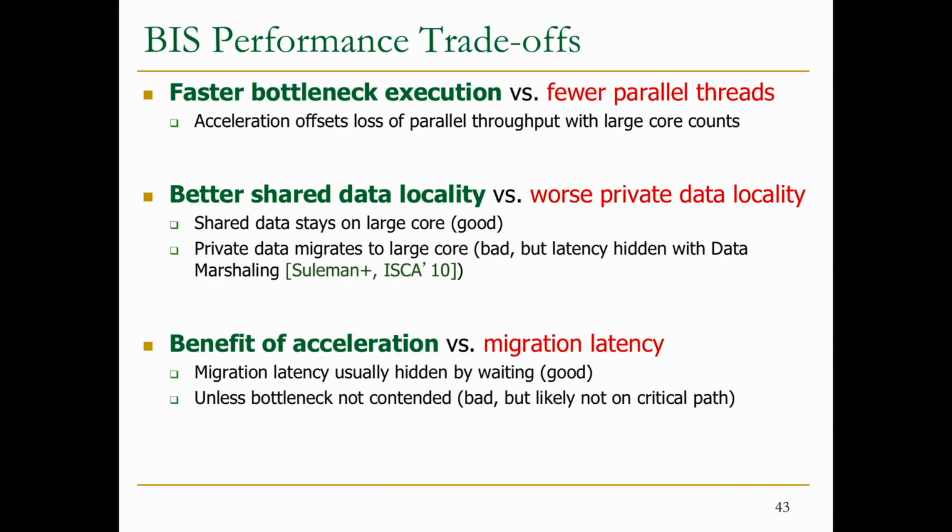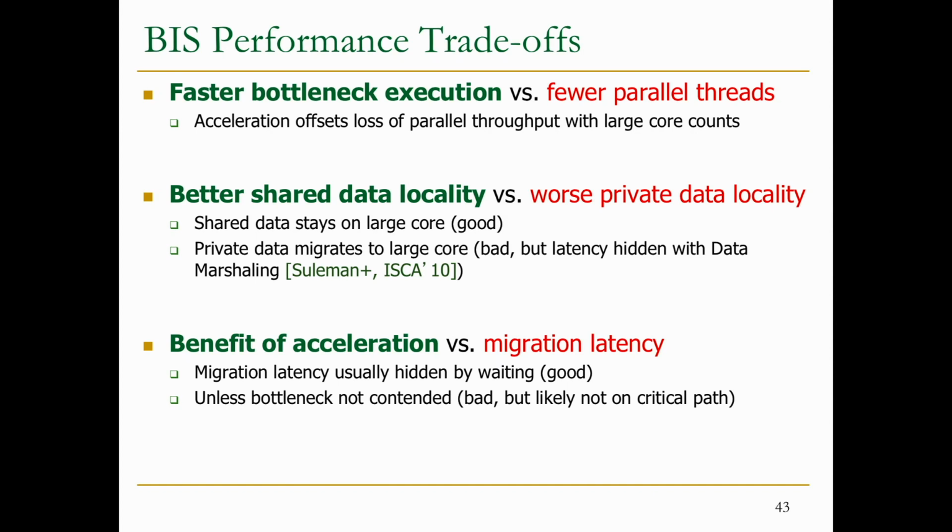And you still have similar performance trade-offs, right? You get faster bottleneck execution, but fewer parallel threads because these cores are dedicated to bottleneck execution. Very similar trade-off. You get better shared data locality versus worse private data locality. Shared data stays on the large core, that's good, but private data migrates to the large core. But again, we can use data marshalling, which we're going to talk about, which is an orthogonal idea that could be used for many things.